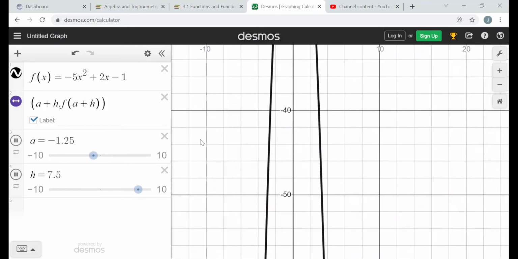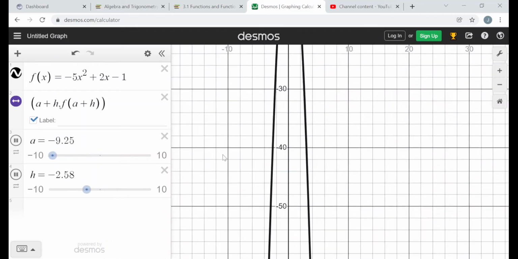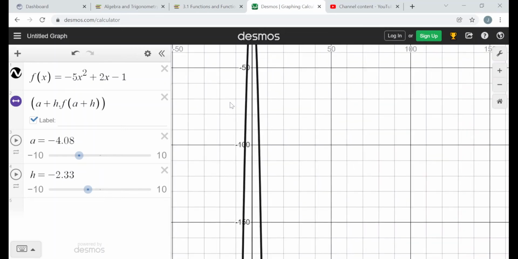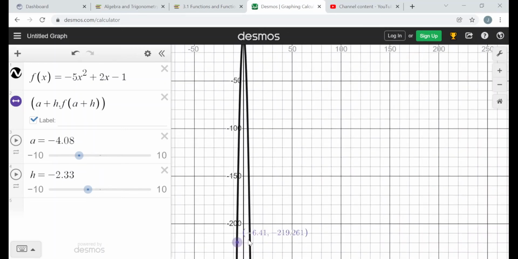It's moving pretty rapidly, but here it comes. Yeah, it's too fast. I can probably slow these down a bit, but I'm not going to. So see, here when a is negative 4.08 and h is negative 2.33, let's see, where is that point? There it is down here, negative 6.41, 219.261.